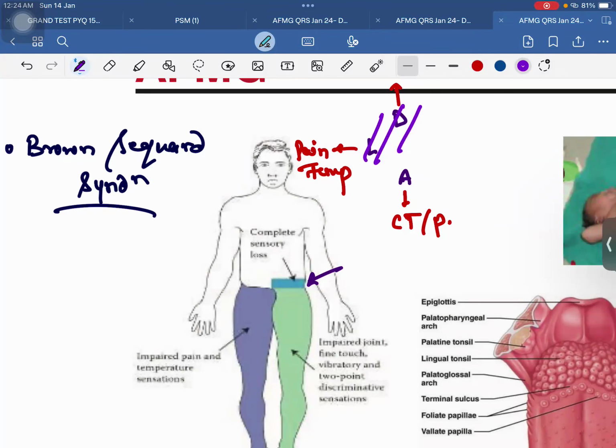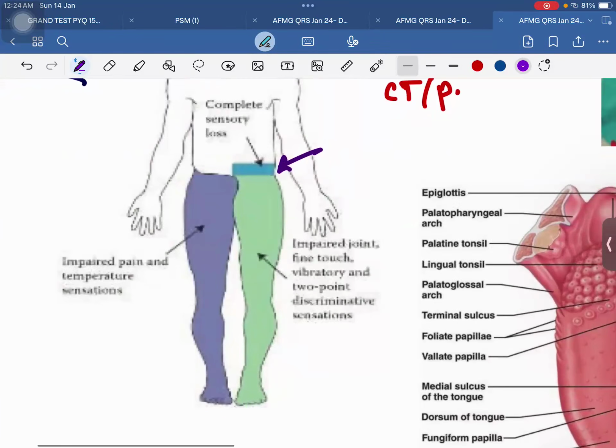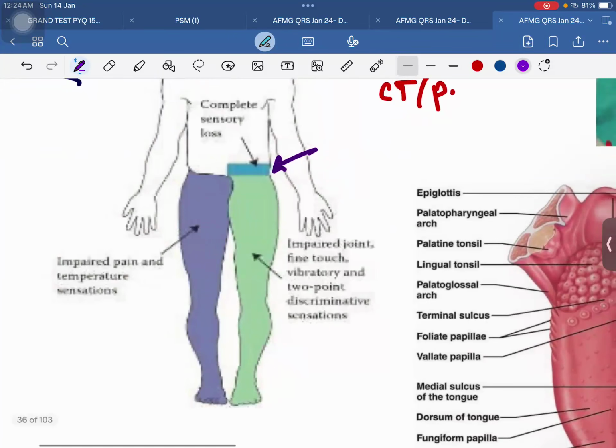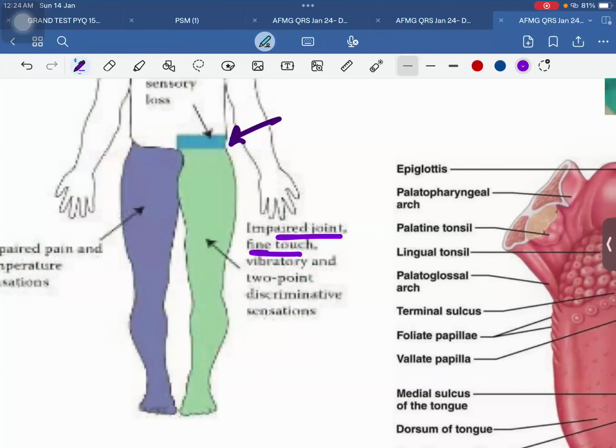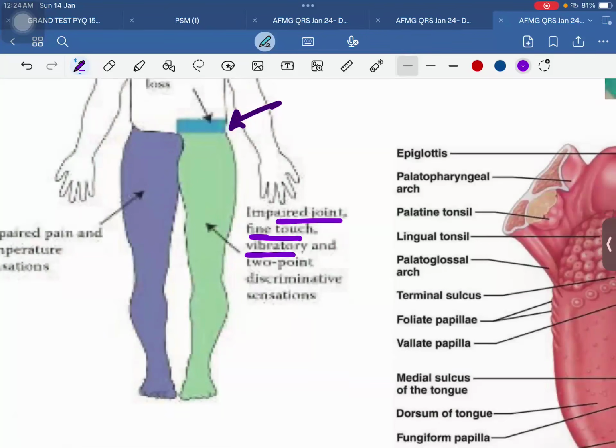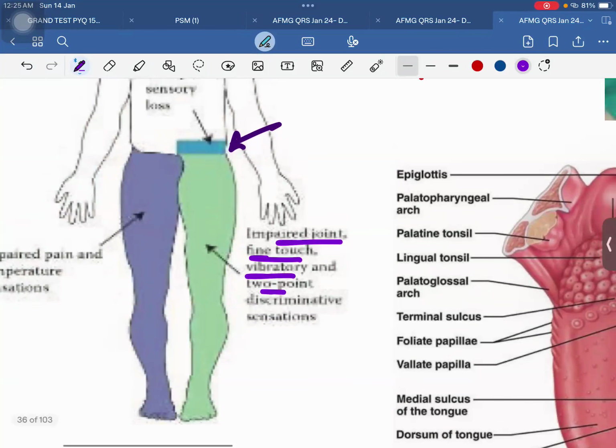Yes, hemisection, that means half of the spinal cord is damaged. So only the lateral and the dorsal column are damaged, but the anterior column is saved in a case of Brown-Sequard syndrome. Here, as you are able to see, on the side of the damage, the patient is going to have loss of joint position, loss of fine touch, loss of vibration sense, and loss of 2-point discrimination, right? So all of these functions are lost. We know joint position, fine touch, vibration, all of these functions are carried by the dorsal column, right?